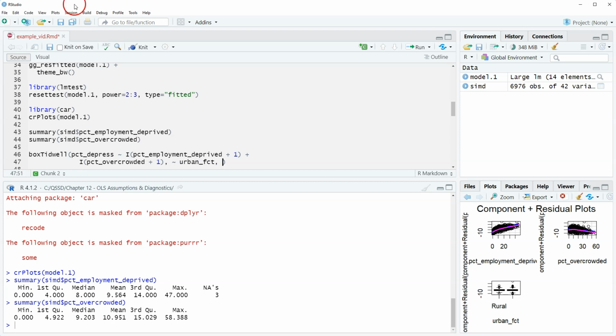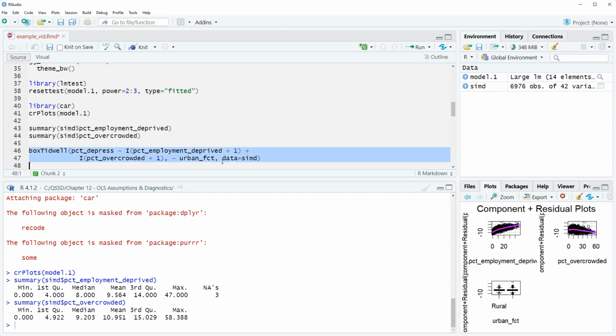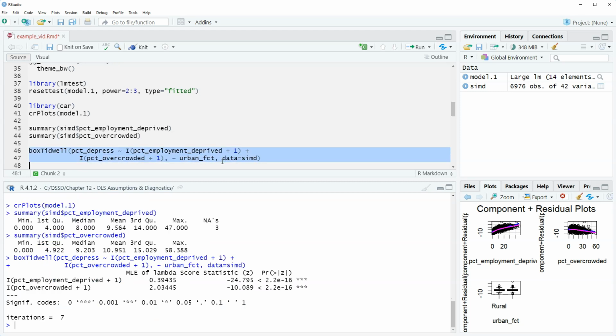So this part is where we're excluding variables. So we're saying like ignore this. This isn't part of it. And we're going to do data equals SIMD. Okay, so that looks good. Let's run that. Okay, so we get a bunch of information down here.